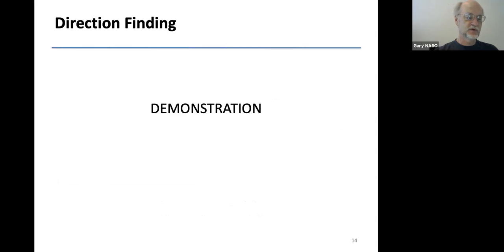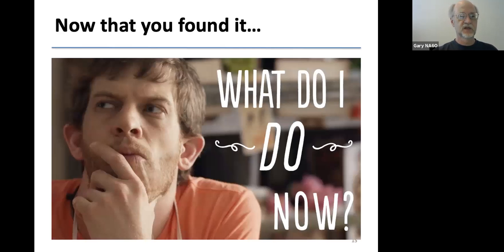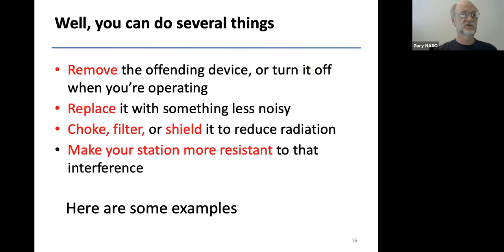So again, normally I would do a demonstration. So I have a noise source. We can turn it on and off, and I walk around with a direction finding antenna, try to locate it, and then we try to mitigate the source. So assuming you found the source, you found some widgets, objects, or something that's making noise, what do you do about this? Well, there's quite a few things you can do.